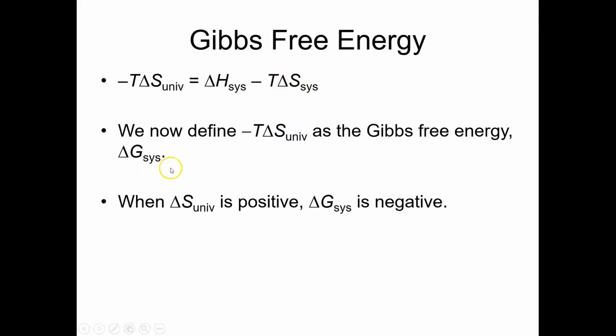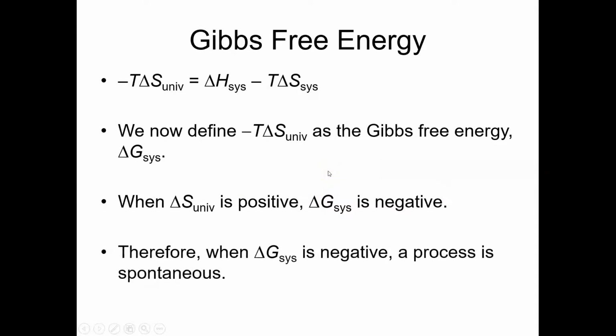And if we think in terms of what that means for sign and spontaneity, when delta S of the universe is positive, then delta G is going to be negative because delta G is equal to negative T delta S. And so when delta S of the universe is positive, that's a spontaneous process. And therefore, a process is going to be spontaneous when delta G is negative, because when delta G is negative, that means delta S of the universe is positive. And when delta S of the universe is positive, that's a spontaneous process.